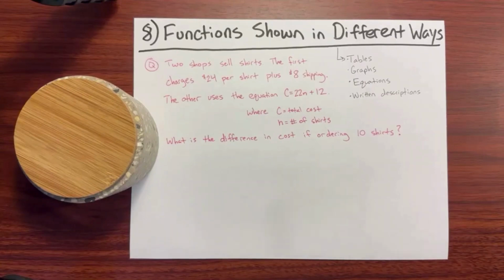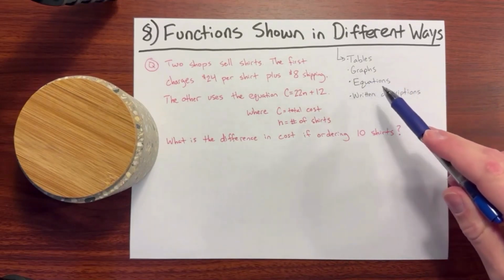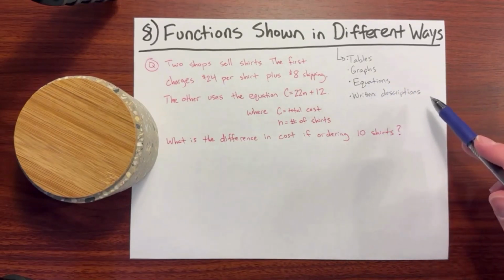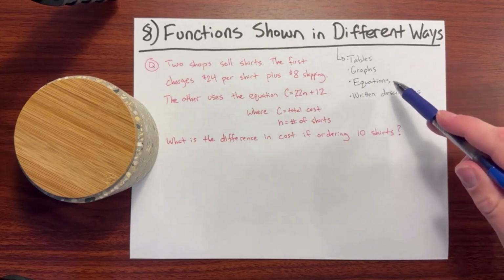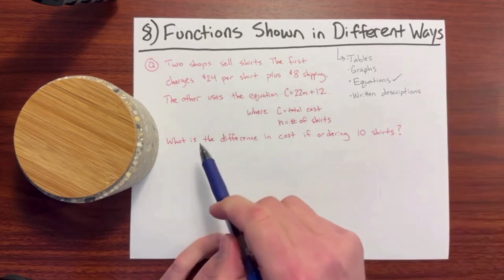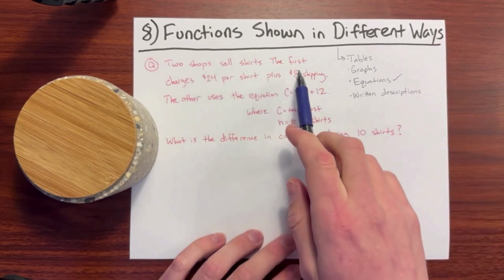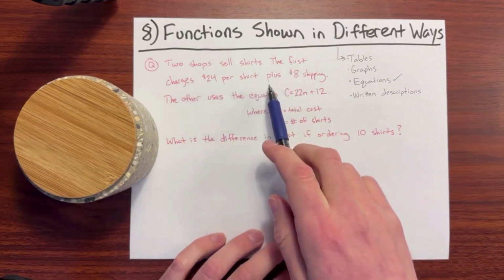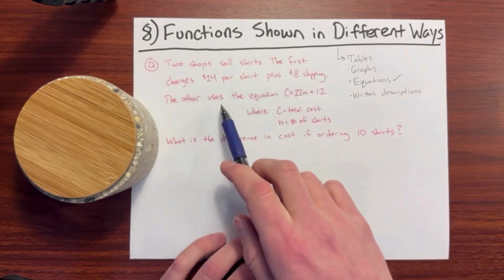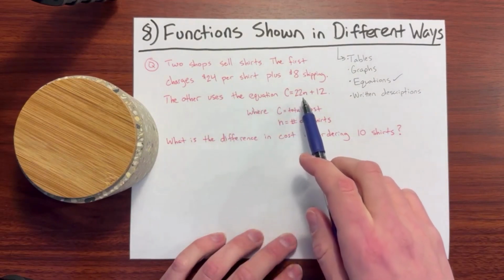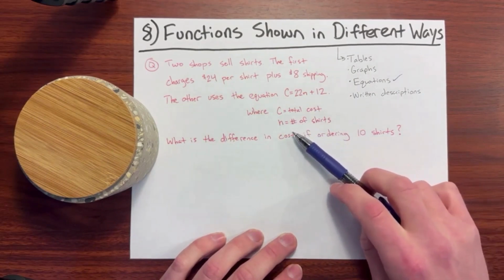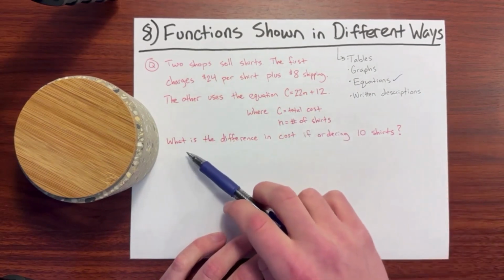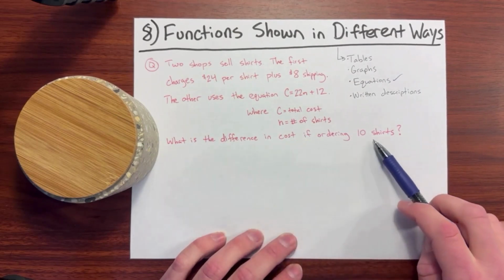Number 8, compare functions shown in different ways. Those different ways could be through tables, graphs, equations, or written descriptions, but you'll need to convert both of the functions into one of these, most likely into an equation. So a question could ask, 2 shops sell shirts. The first shop charges $24 per shirt plus $8 shipping. The other shop uses the equation C equals 22n plus 12, where C is equal to the total cost and n is the number of shirts. And it asks, what is the difference in cost if ordering 10 shirts?